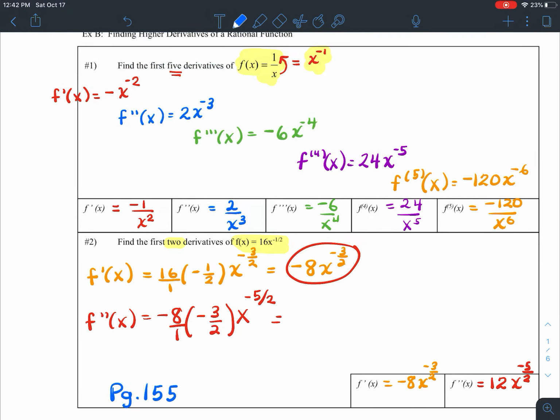Okay. The problems that I would like for you to go ahead and try here are on page 155, and it's really just 3 problems here. I want you to just try 1 through 5 odd. So 1, 3, and 5.